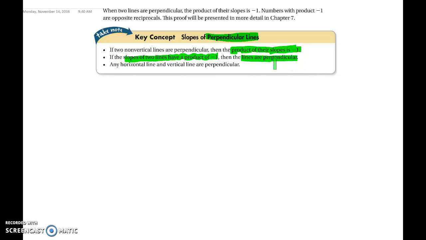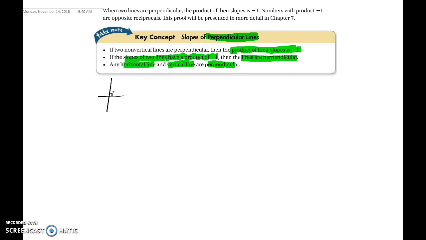And in this case, horizontal and vertical lines are perpendicular. A horizontal and a vertical line will always be perpendicular. When we try to multiply these slopes together, you can't actually get -1, because we would have 0 in our denominator or 0 in our numerator, so it won't actually equal -1, but horizontal and vertical lines are always perpendicular.